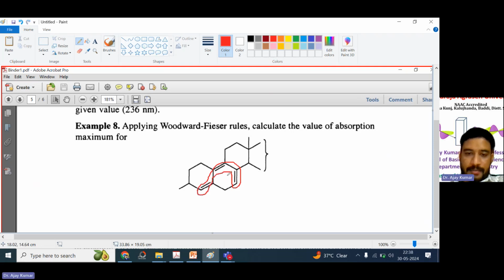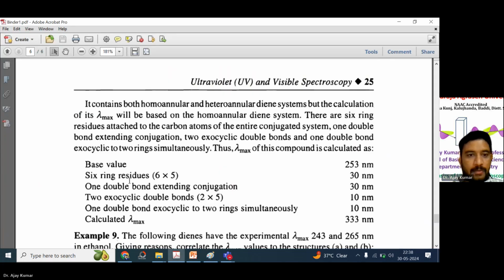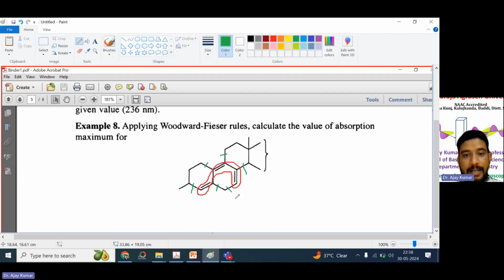Now the substitutions which are present on this conjugation, we take as ring residues. Okay. So there are six ring residues. This is one, two, three, four, five, and six. So total is six ring residues in this particular homoannular diene system. So 6 multiplied by 5, that is 30 nanometer. Now, one double bond extending conjugation. What is this? Double bond extending conjugation.